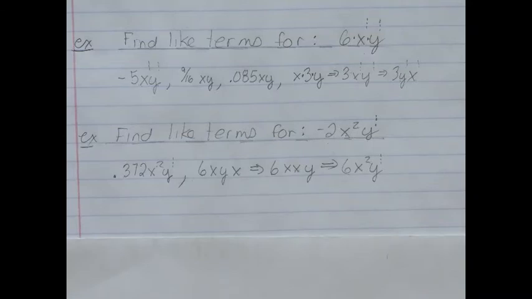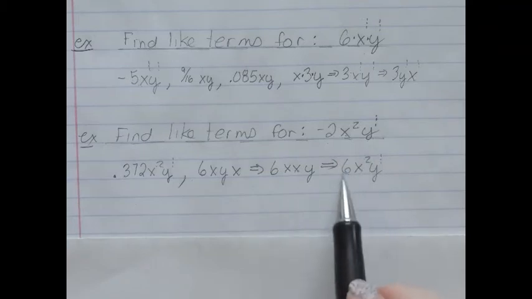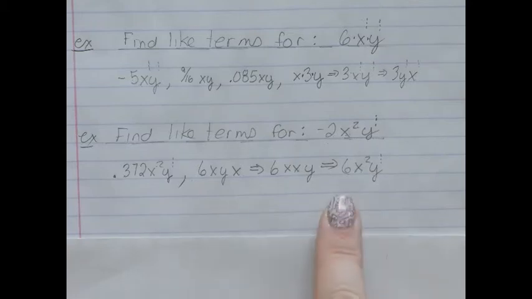So finding like terms is not that hard. It's not about the number. It's matching the variables and the exponents. Now you could add these together or subtract them, whatever the directions say. Again, like terms are only for adding or subtracting.